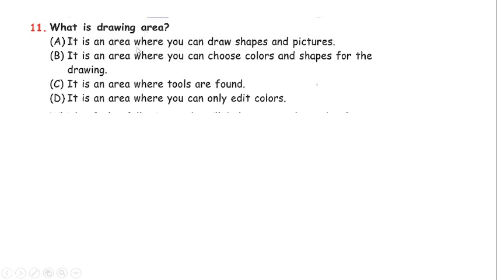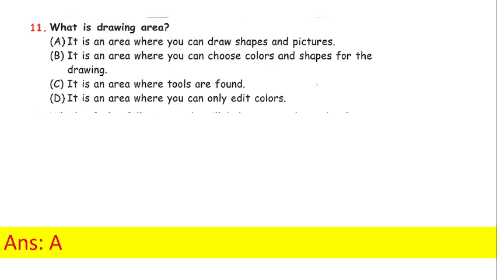What is the drawing area? A. It is an area where you can draw shapes and pictures. B. It is an area where you can choose color and shape for the drawing. C. It is an area where tools are found. Or D. It is an area where you can only edit colors. Tell me the answer. Answer is A. It is an area where you can draw shapes and pictures.